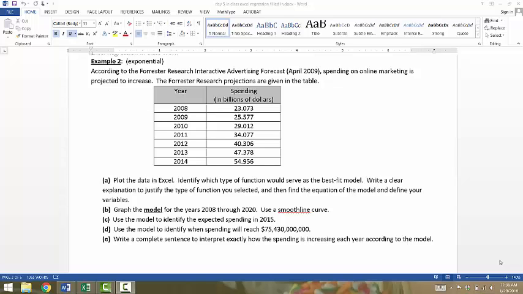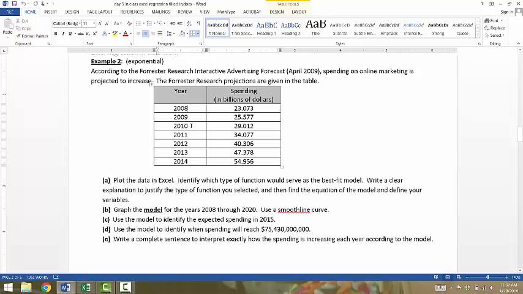This video is day 5 on regression, and we're working on example 2. So in this problem, we've been given spending in billions, and we have an input of years. When we go into Excel, you definitely want to always align your data first. So here, we've been given years 2008, 2009, and so on.